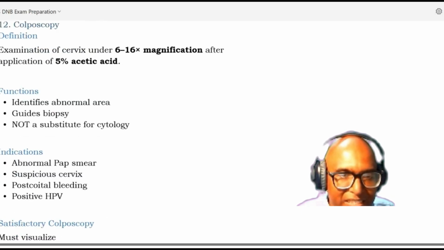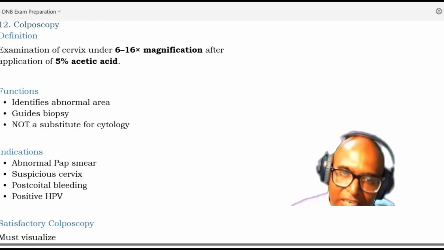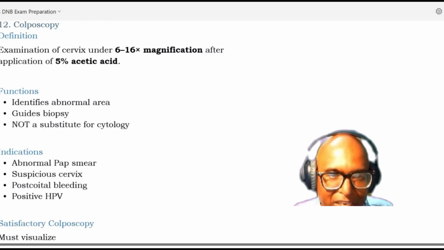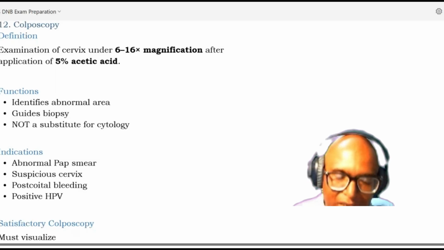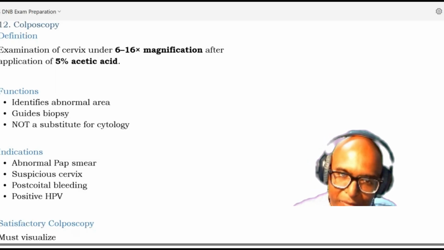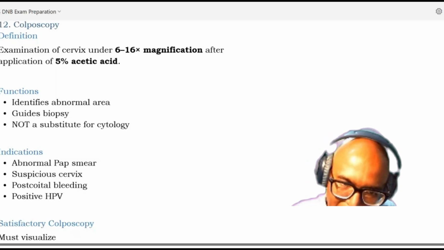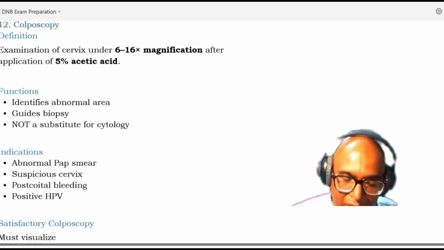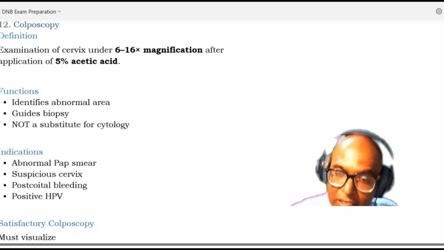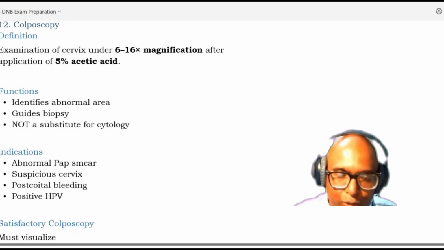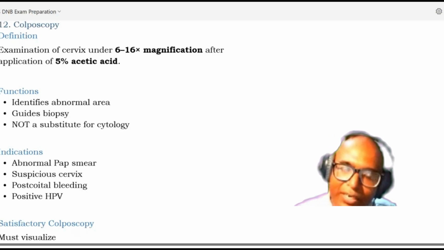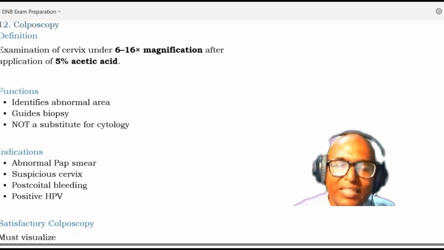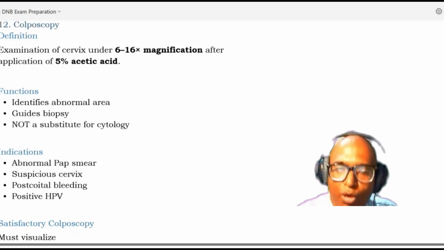So colposcopy is the examination of the cervix under 6 to 16 times magnification after application of 5% acetic acid. What is the importance of colposcopy? First, it will identify the abnormal area. It will help us in taking the biopsy, though it is not a substitute for cytology. Okay, colposcopy is not a substitute for cytology. Cytology screening will continue. When there is an abnormal pap smear, then you can go ahead further with the colposcopy.